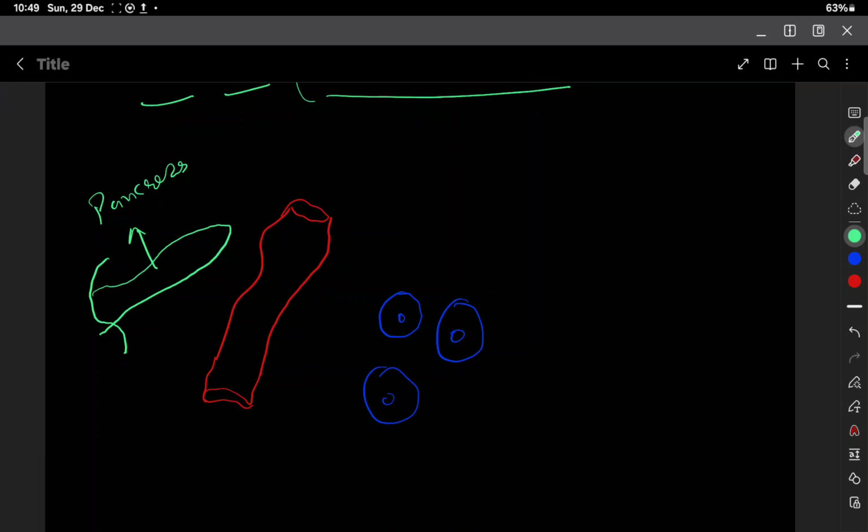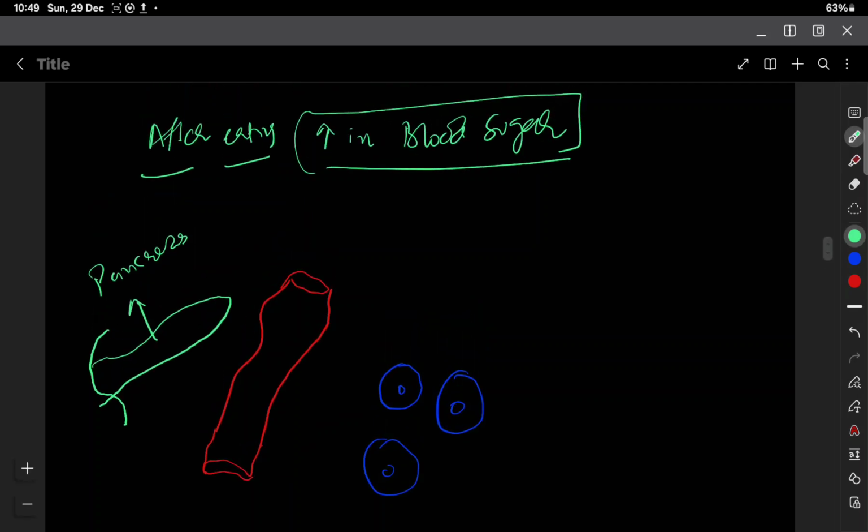When we eat the food, and one more thing, here there is a stomach, for example. We eat the food, and after eating, there will be complete digestion and then absorption, so it will be converted into glucose. This glucose will be present in the bloodstream. For example, this is the glucose here.